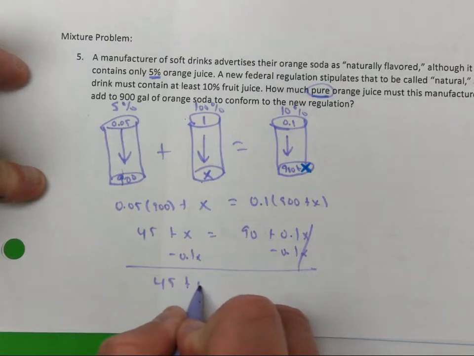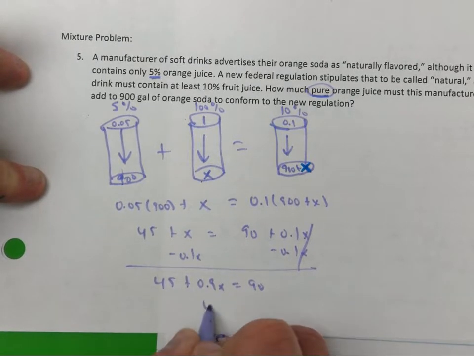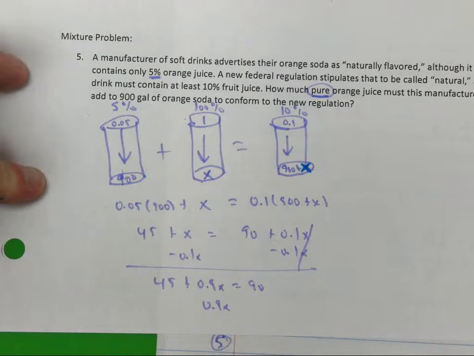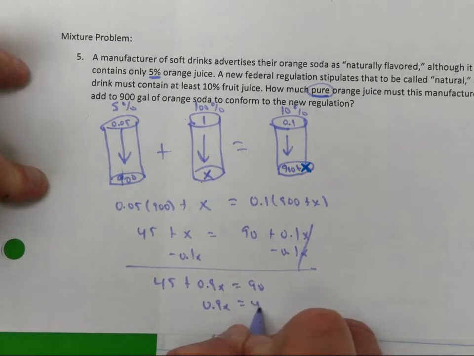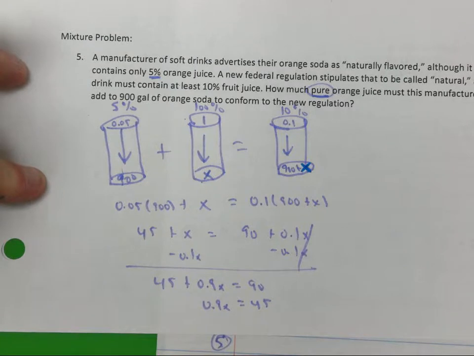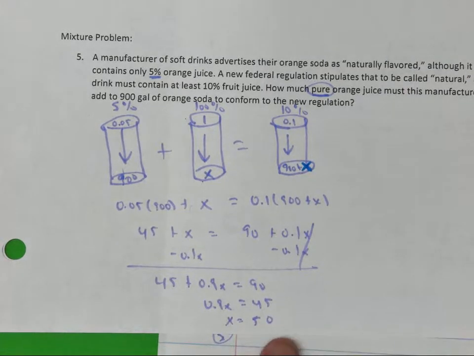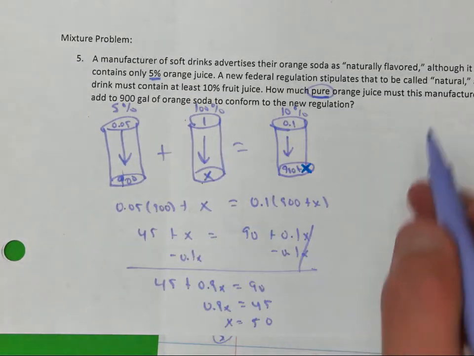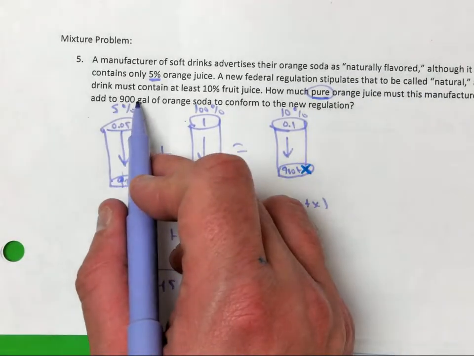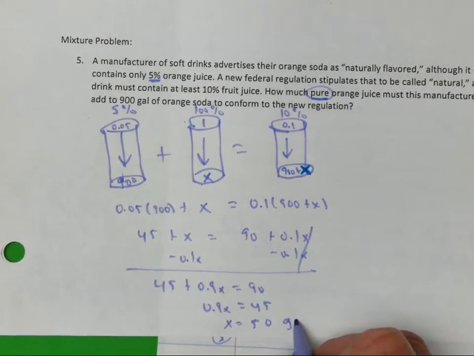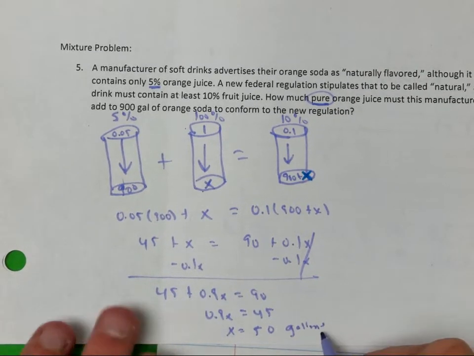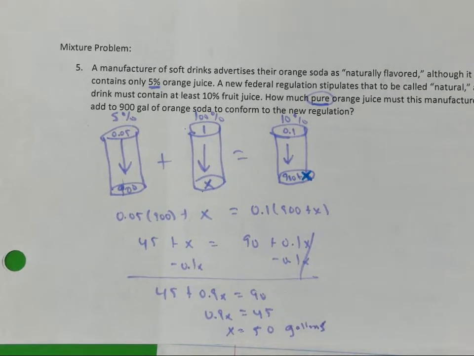So 45 plus 0.9x equals 90. 0.9x equals 45. 45 divided by 0.9. X equals 50. So, this needs to be 50. How much pure orange juice must be mixed with 900 gallons? Would be 50 gallons. Okay? You need to pause it right there, you can.